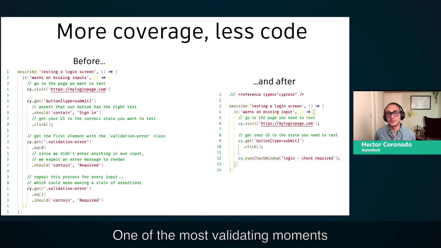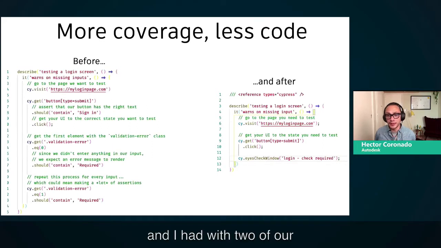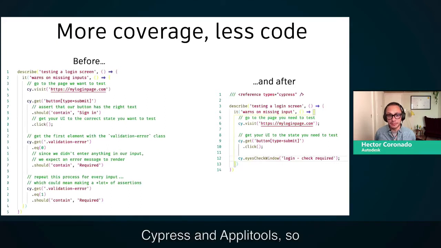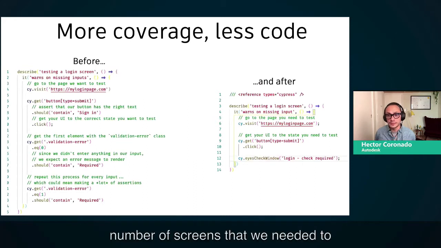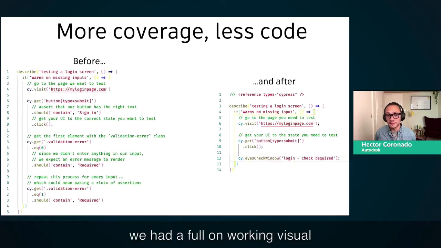One of the most validating moments throughout this whole process was one particular meeting that Joe and I had with two of our QA engineers a few weeks ago. We wanted to show them what could be done with the combined power of Cypress and Applitools. So we started off by going through one of our UIs together and deciding which screens needed visual coverage. Once we came up with the total number of screens that we needed to test visually, we created a new Cypress spec file, live coded it with them, and we had a full working visual testing suite for that particular UHM experience completed within the hour.